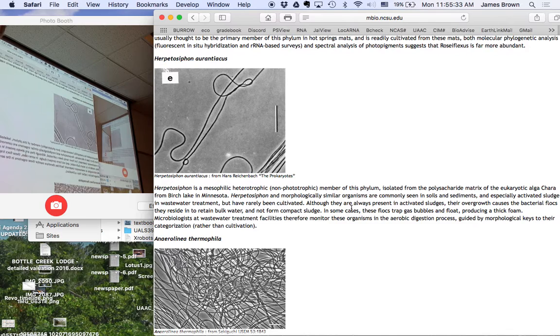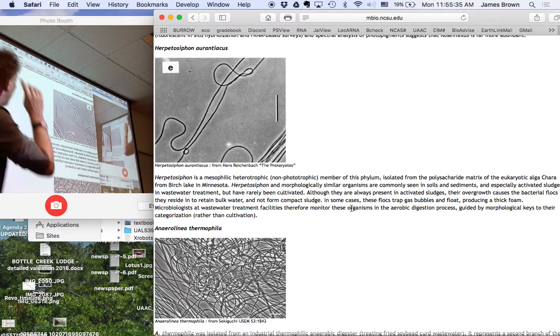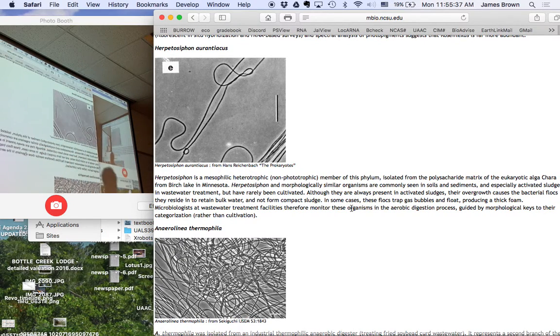Here's Herpetosiphon. Herpetosiphon is a mesophilic heterotroph. Most of these heterotrophic Chloroflexi are best known from wastewater treatment facilities. Now, they're common in the soil, you find them in sediments and that sort of thing. Almost none of them have been grown in culture. But they're really abundant in wastewater treatment processes during the digestion.